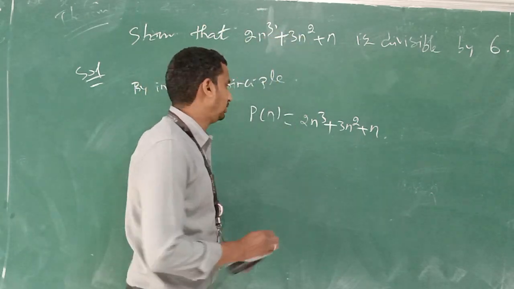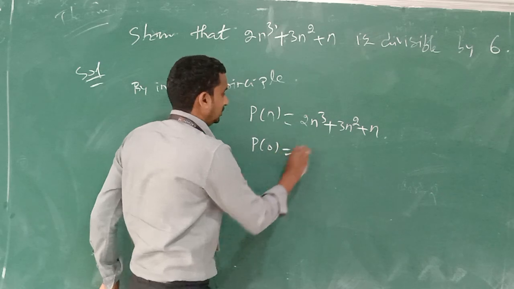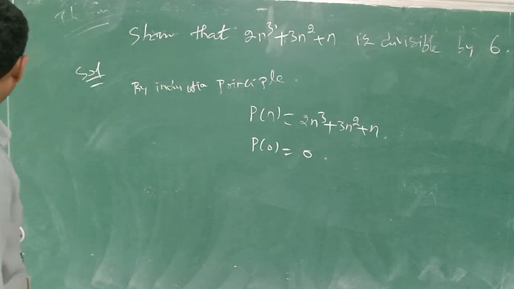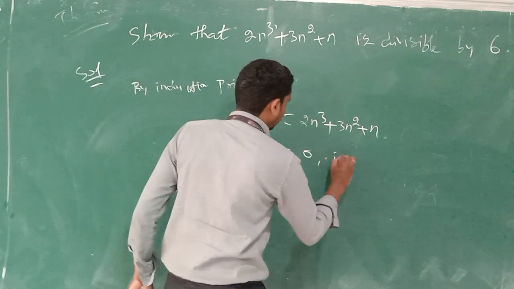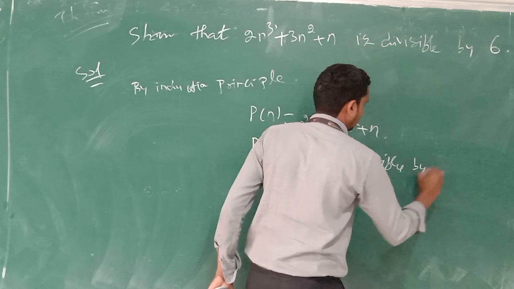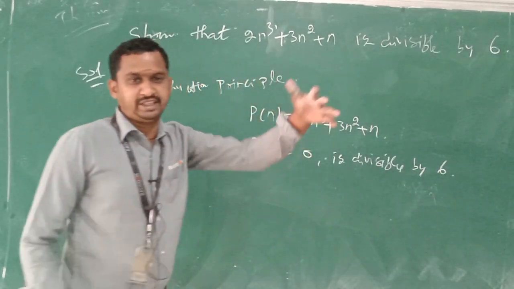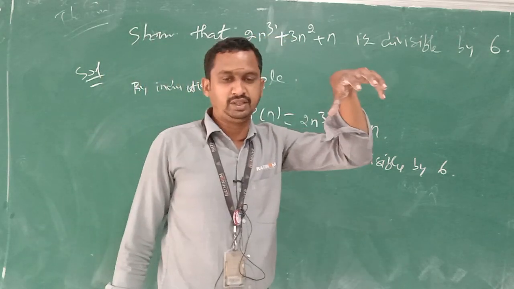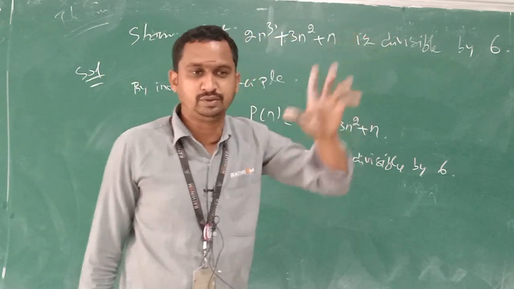First you have to check n equal to 0. So P of 0: put n equal to 0, we get the answer 0, which is divisible by 6. Now check 1, 2, 3, etc. values, but you have to consider only the nth term; for the kth term, you can check it, the solution will be true and proof only.